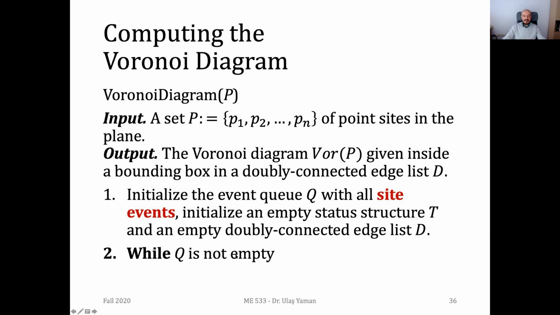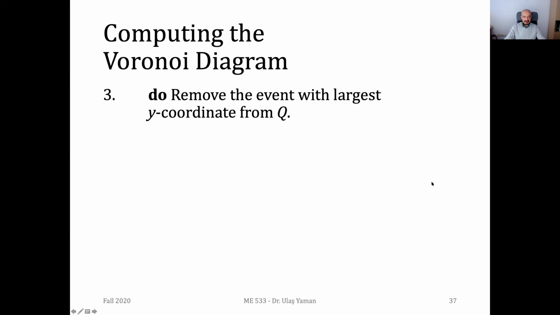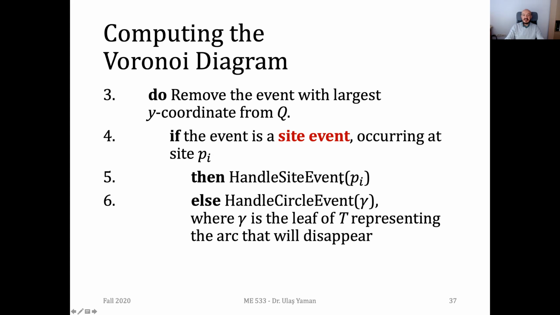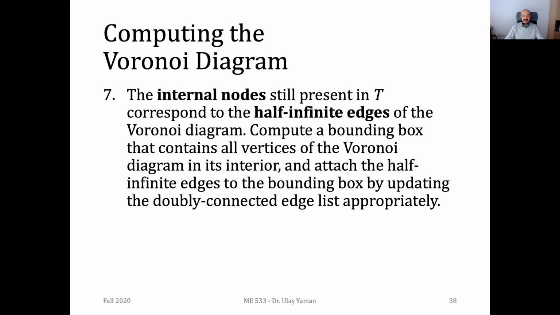So what we do in this algorithm, we check all these events. Until you are done with the events, you should do these operations. Remove the event which has the highest y coordinate, and then check if it's a site event, then call handle site event. If it's not a site event, then call handle circle event. So this is a very simple one, and the rest is some kind of arrangements.